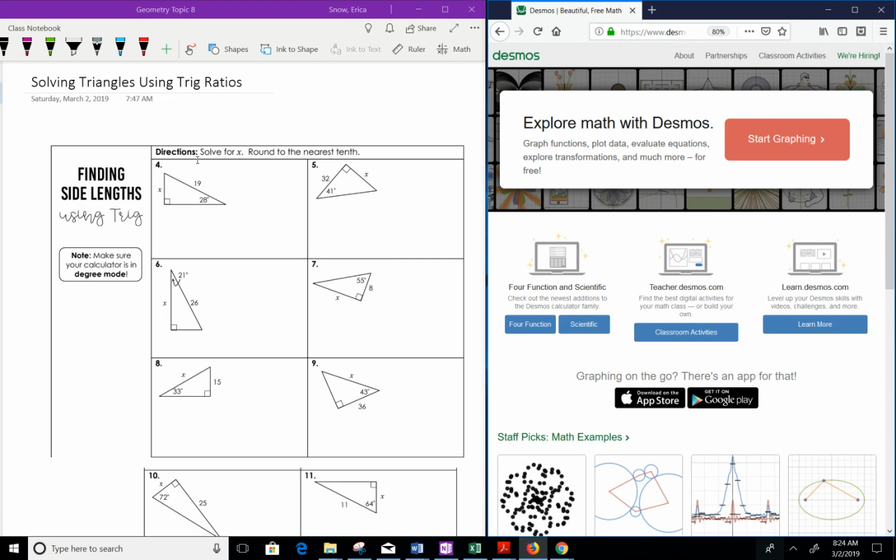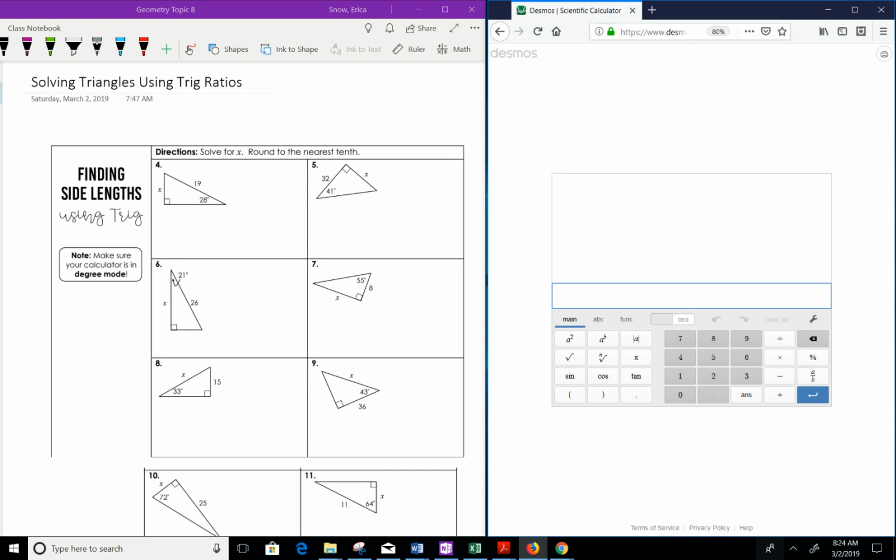So we're going to go to desmos.com. And then when this page pops up, you're going to hit scientific. So I'm going to click on scientific, and it's going to bring up this calculator. And you'll notice there's sine, cosine, and tangent. Now, sine, cosine, and tangent have the same values when you actually assign them to a number. So a measurement of an angle, so to speak.